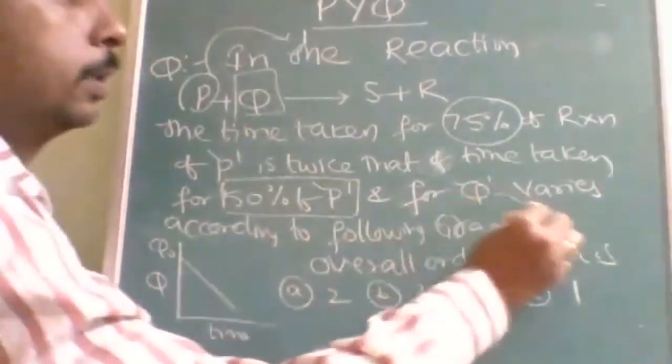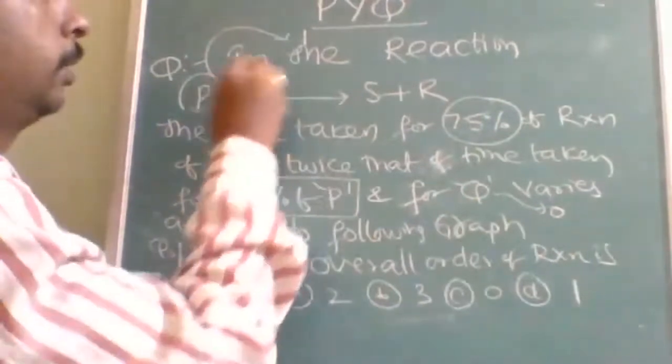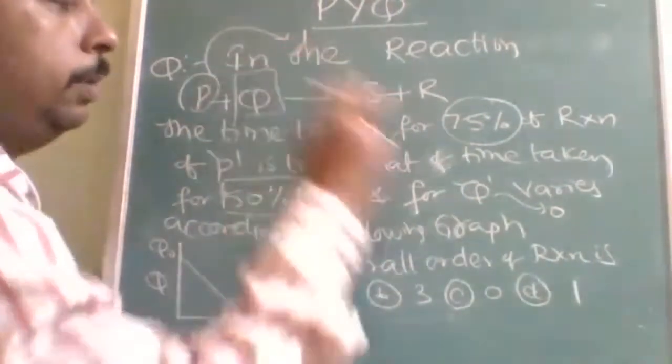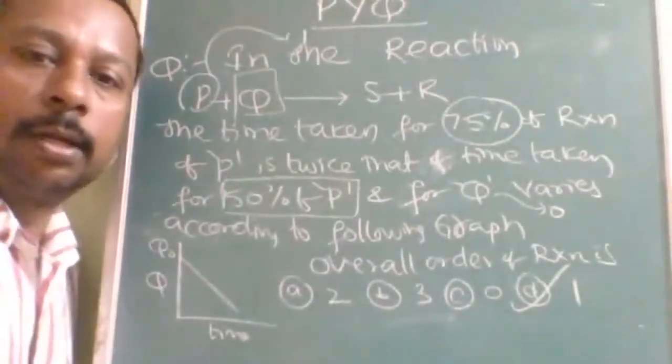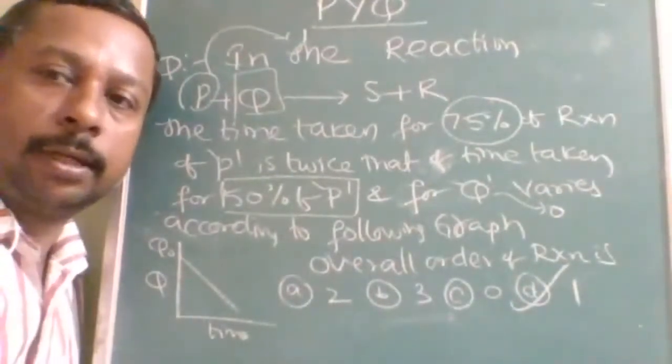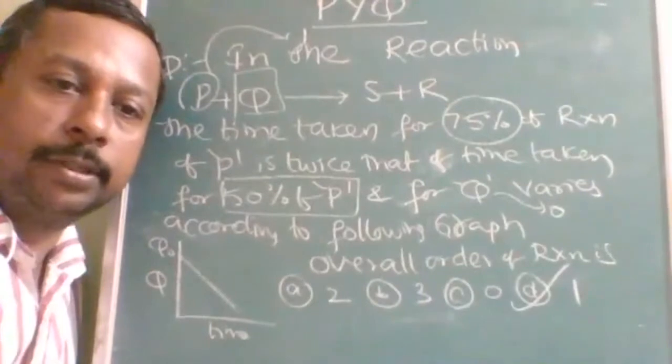With respect to Q zero order, and with respect to P first order, 1 plus 0, the answer is what? D. That is, the order of reaction is first order. Why is it first order now? Is it understood?